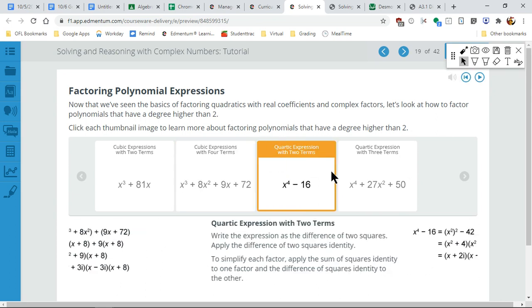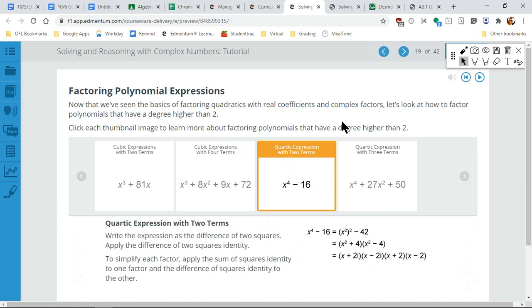Again, you can do it with a quadratic, which we haven't had a chance to do, but the difference of squares, this one you should have memorized, DOS, difference of squares. It's this idea of a squared minus b squared is equal to a plus b times a minus b.